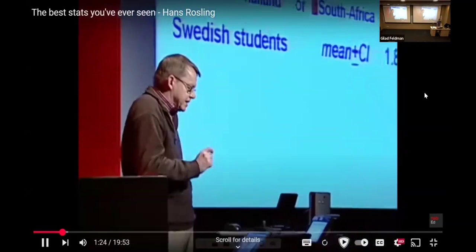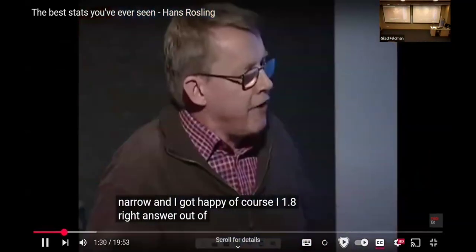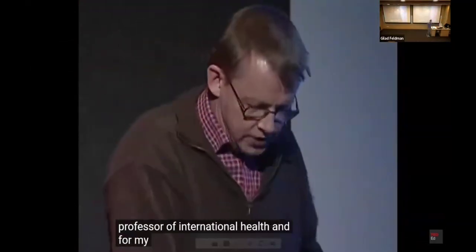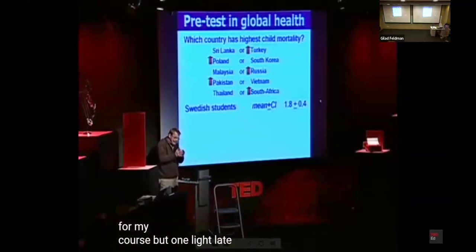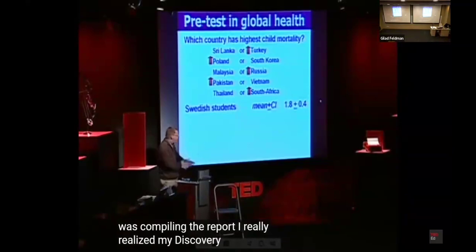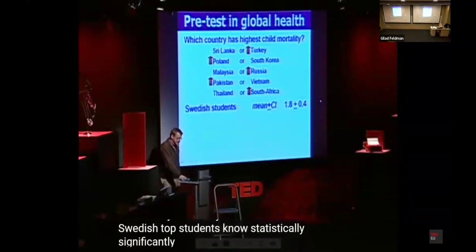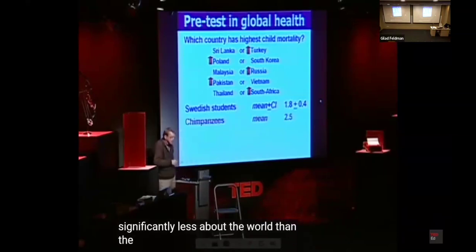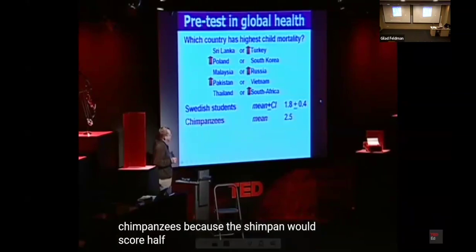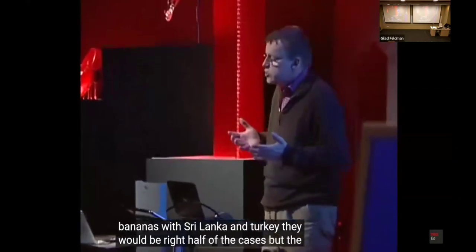I did it, so I got a confidence interval which was pretty narrow, and I got happy, of course. I had 1.8 right answers out of 5 possible. That means that there was a place for a professor of international health and for my course. But one late night, when I was compiling the report, I really realized my discovery. I have shown that Swedish top students know statistically significantly less about the world than the chimpanzees. Because the chimpanzee would score half right. If I gave them two bananas with Sri Lanka and Turkey, they would be right in half of the cases. But the students are not there.